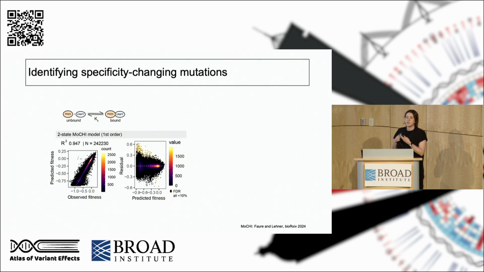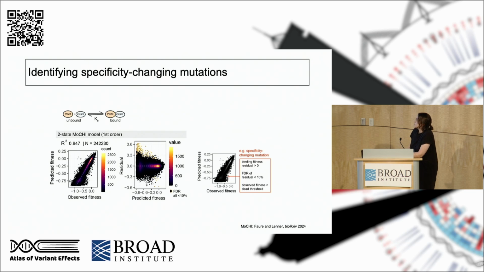So how did we actually identify the specificity changing mutations? Well, we used this two-state thermodynamic model that we implemented using Mochi, which is a tool that was developed in our lab and is available if you want to learn more about it. We got a very good fit of the model. And if we look at these positive residuals here, we can identify the mutations that are binding better than we expect based on this model.